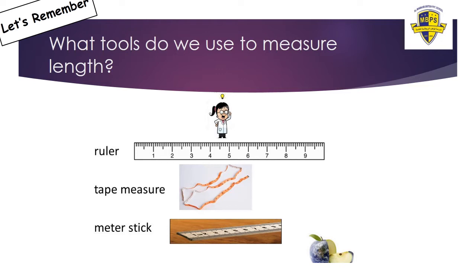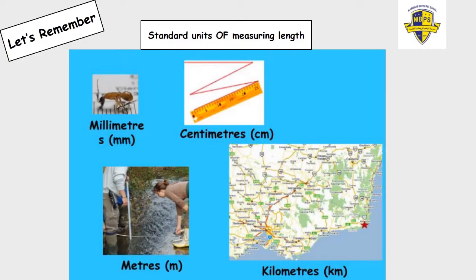The second tool we use to measure length is the tape measure. For this, we use meters. And the third one, the meter stick. Also, the unit for this tool is meter. Here we can see the standard units of measuring length. Let's start from the smallest one, millimeter, and we use it to measure small things. Then we have centimeters, then meters, then kilometers.